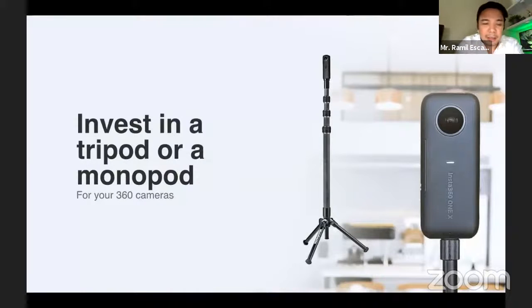The first thing I think that's important if you're using a 360 camera is to invest in a tripod or a monopod. Actually, I recommend a monopod instead of a tripod because of the wide range of capture our 360 cameras have. A monopod has actually less chance of capturing the tripod's legs. So invest in a tripod or a monopod.